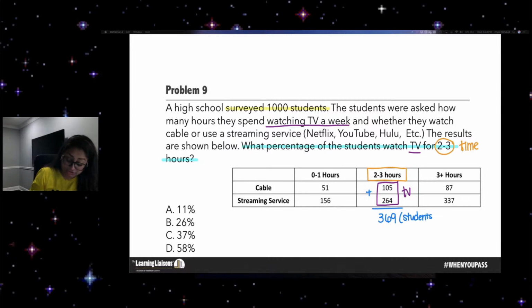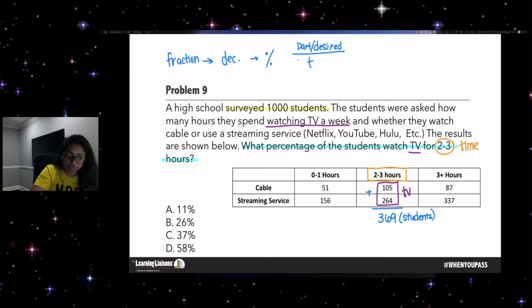Remember, this is the amount of students. So right now we have 369 students that watch television for 2 to 3 hours. Based on that, we're going to go back to that thought process that we had earlier. In order to get a percentage, I know that I can get a decimal. And before the decimal, I have to start with a fraction. And I know that my fraction is going to be my part or desired over my total.